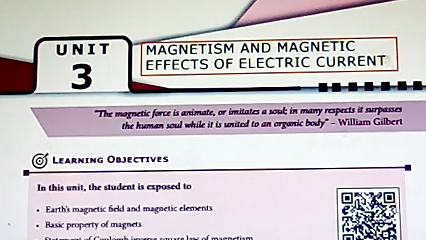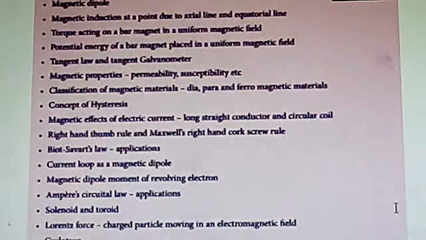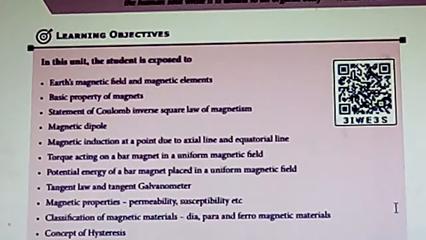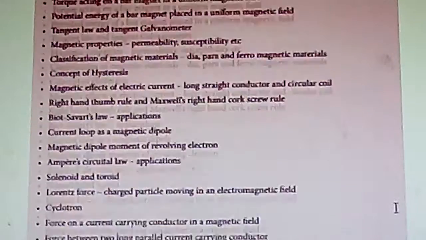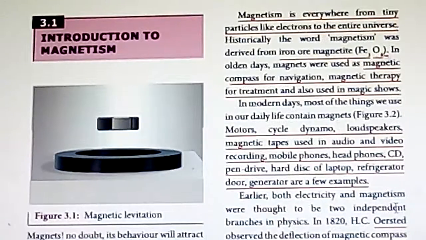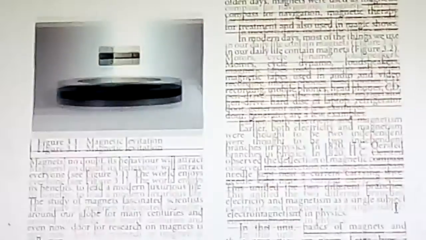What are all the topics that we are going to learn in this chapter? These are the topics that are given here. We are going to study about all these things. Now, in the first case, we will see about the introduction to magnetism.